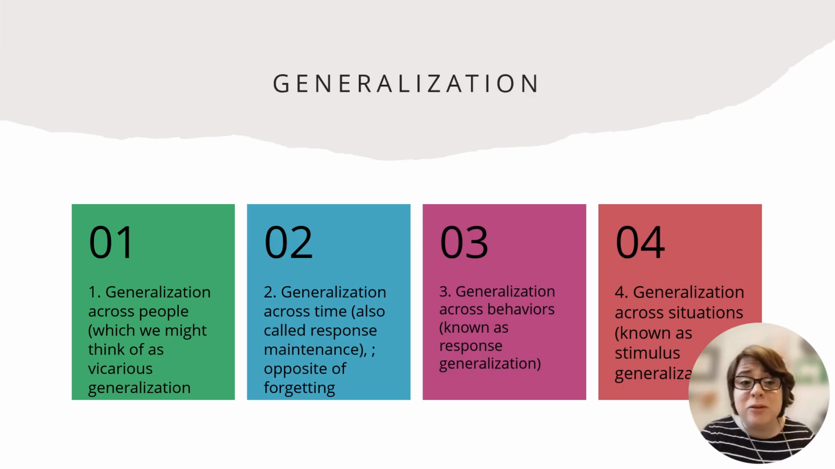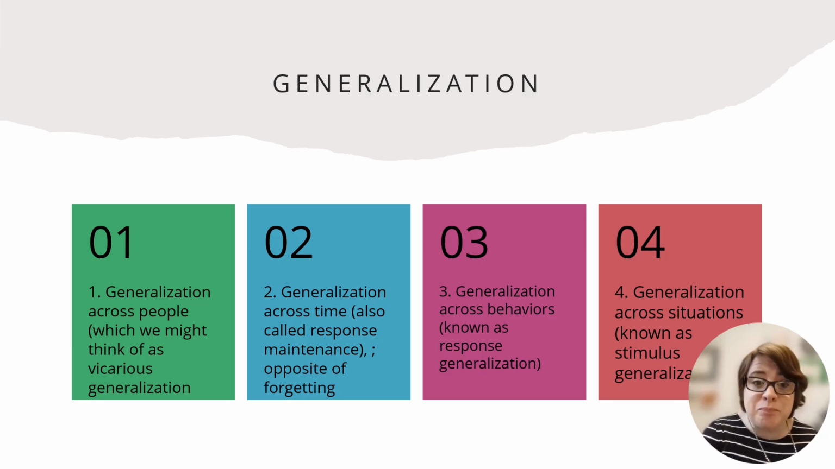So, for example, a child learns to say thank you when prompted by their parents. Later, the child spontaneously says thank you, for example, when receiving a gift from a teacher or a friend, even though those individuals were not present during the initial learning of the thanking behavior. And there's a lot of research on this.